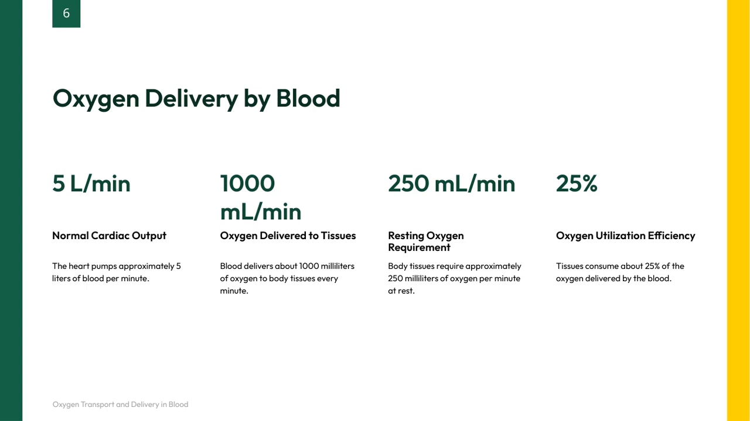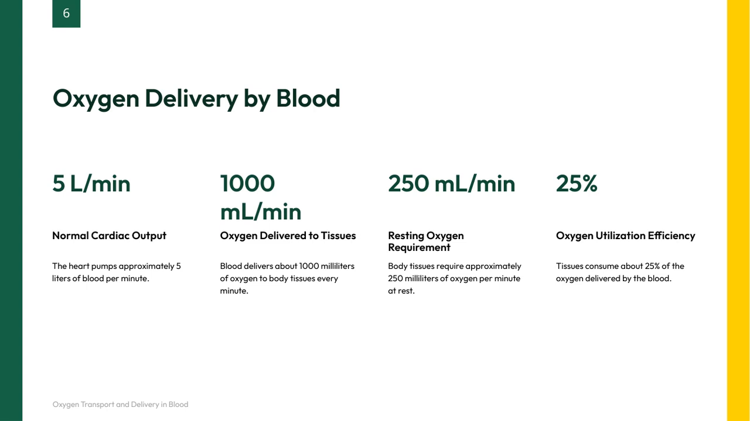At rest, the body needs roughly 250 milliliters of oxygen per minute to keep everything running smoothly. That means our blood is delivering about 1,000 milliliters of oxygen to the tissues every single minute. To put that into perspective, the heart pumps around 5 liters of blood each minute, which is quite a substantial flow, ensuring that oxygen reaches all parts of the body efficiently.